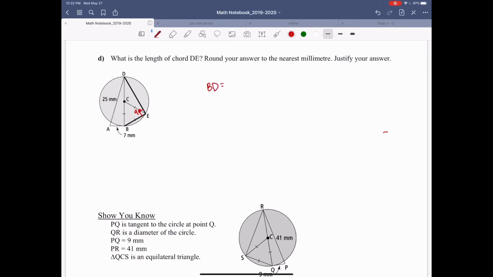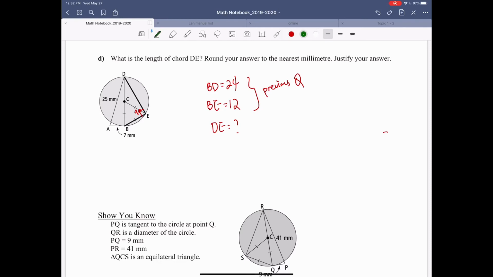So do we know BD is 24? Yes. Do we know BE is 12? Yes, from the previous question. These are all previous question answers, okay? And we want to know DE. Okay, so these three basically, we can make up a Pythagorean theorem relationship.